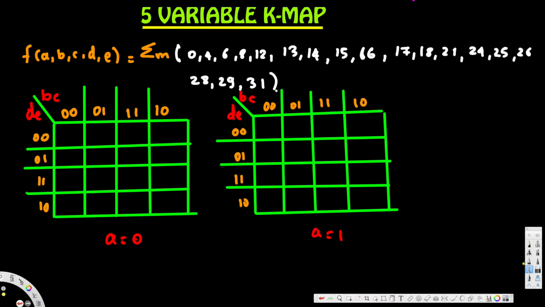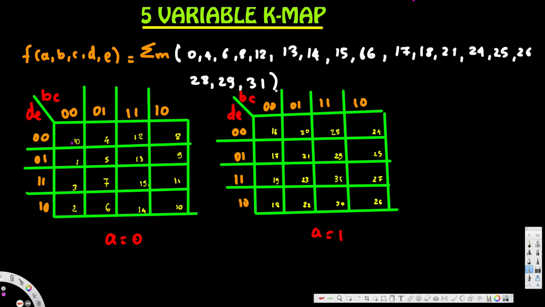For the first one, this is going to be what? 0 1 2 3 4 5 6 7 8 9 10 11 12 13 14, 15, and for this one, 16, 17, 18, 19, 20, 21, 22, 23, and then 24, 25, 26, 27, 28, 29, 30, 31. Now let's look at the location where we have 1.